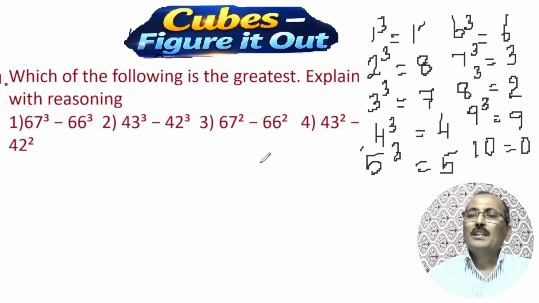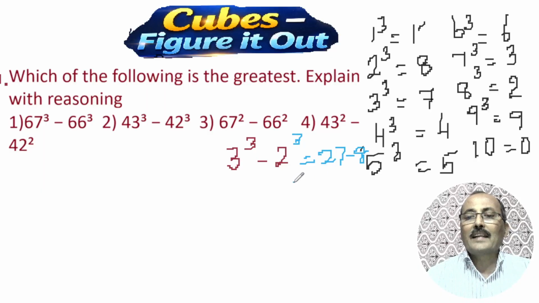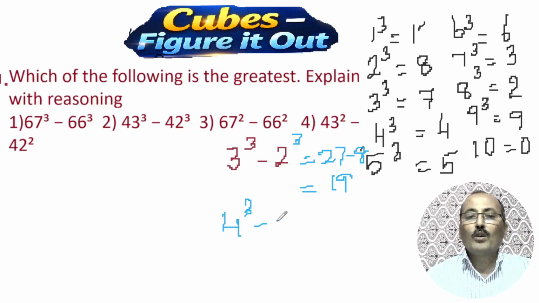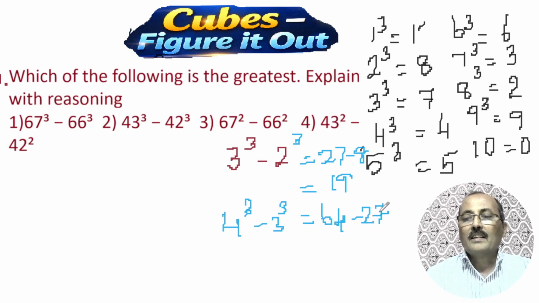Just for example, take 3 cube minus 2 cube, that is equal to 27 minus 8, which is 19. Then take the next number, 4 cube minus 3 cube. Instead of multiplying that much bigger number, 4 cube is 64, minus 27, that is 37. Here, which is the largest one?